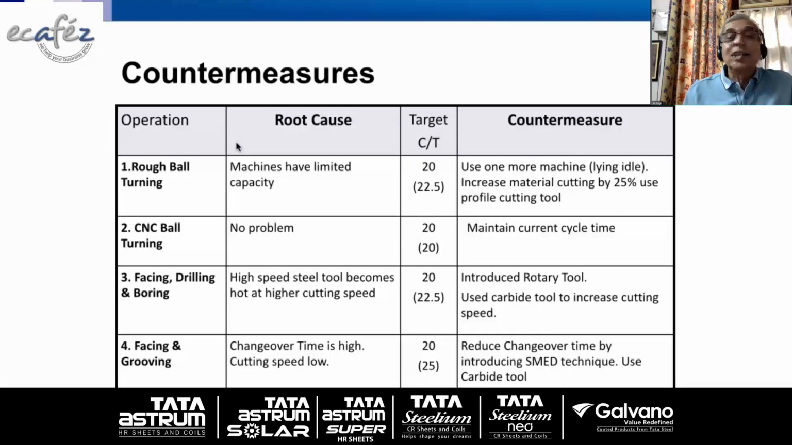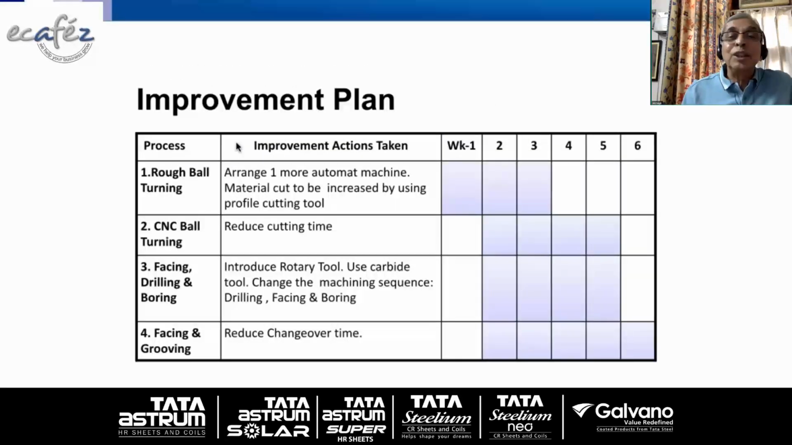Rough ball turning: use one more machine. Incidentally, they had one idle machine, so that was put in practice. CNC ball turning: maintain current cycle time. Facing, drilling and boring, the third problem: introduce rotary tools, use carbide tools. And the fourth one was to reduce changeover time. So these were the solutions devised by the team. Then, how to implement the solution: another improvement action plan was made in weeks, showing how it would be implemented.